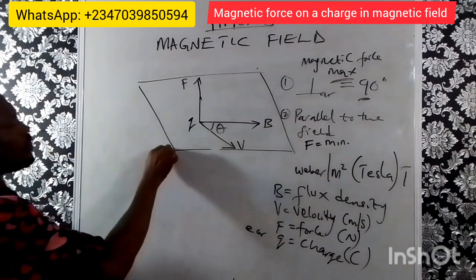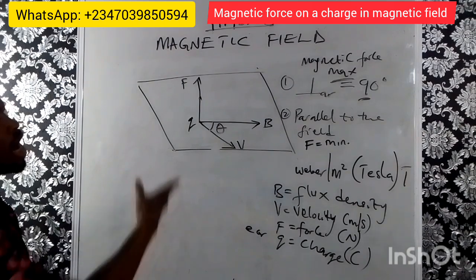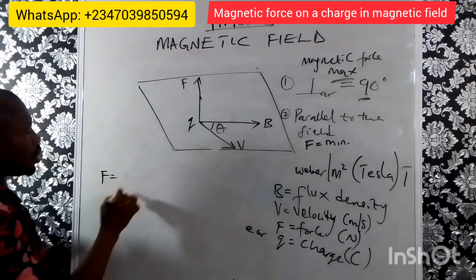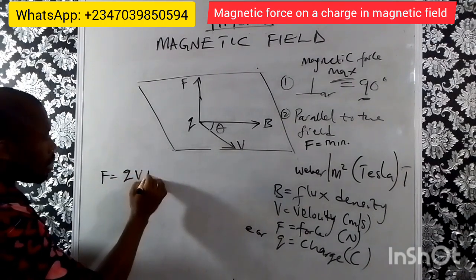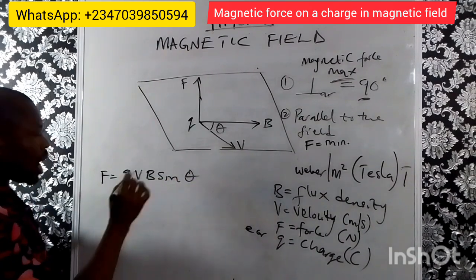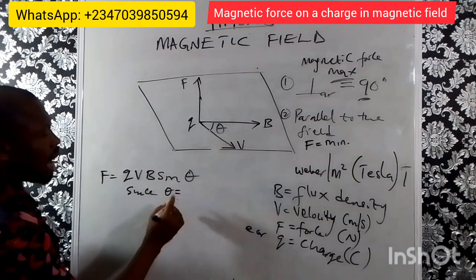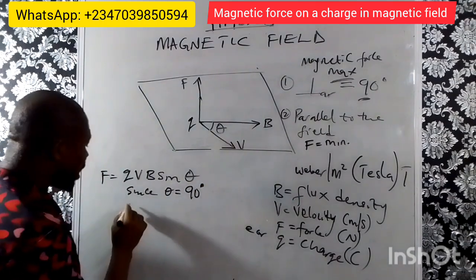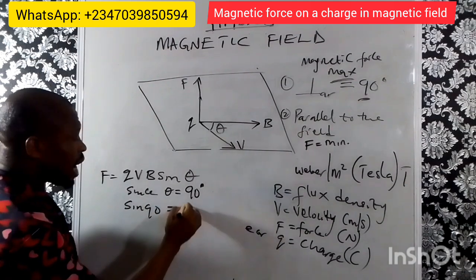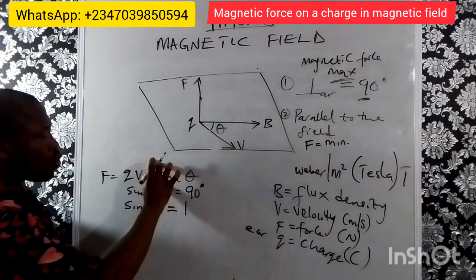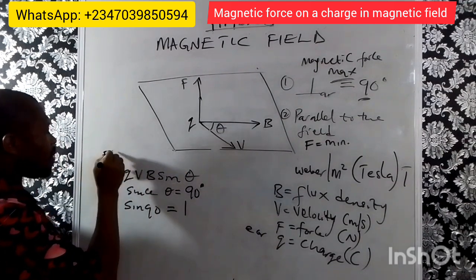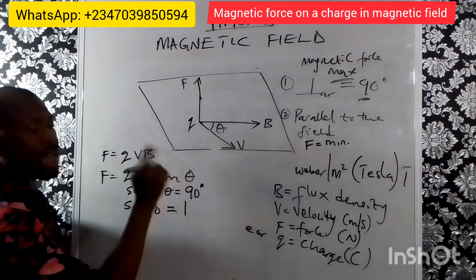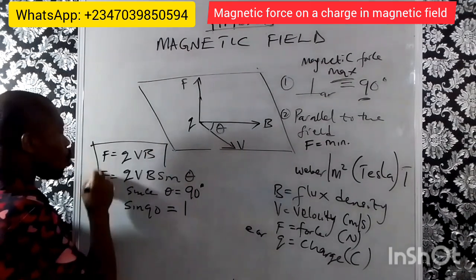We can always say that the magnetic force, when a charge is moving perpendicular to the field, is F = QVB sin θ. Since θ is 90 degrees when it is moving perpendicular to the plane, sin 90, if you press it on your calculator, gives us 1. Since it is 1, this equation reduces to F = QVB. Because sin 90 is 1, 1 times the whole of this still gives us this.